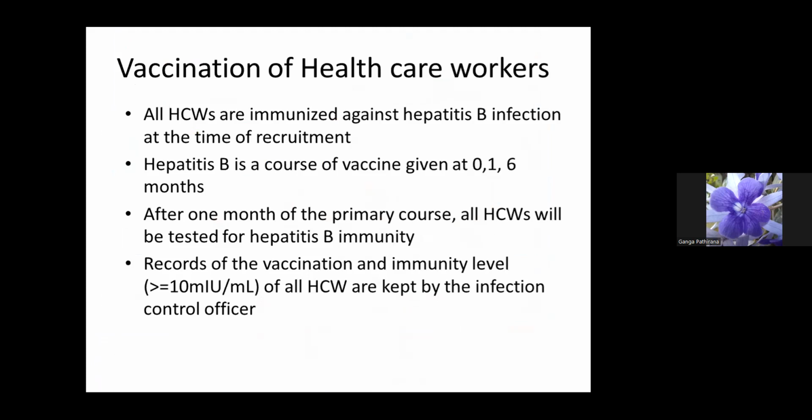Vaccination of healthcare workers is very important to prevent infections. All healthcare workers are immunized against hepatitis infection at the time of recruitment. Hepatitis B is a course of vaccine given at 0, 1, and 6 months. After 1 month of the primary course, all healthcare workers will be tested for hepatitis B immunity status. Records of the vaccination and immunity level of all healthcare workers are ideally kept by the infection control officer.